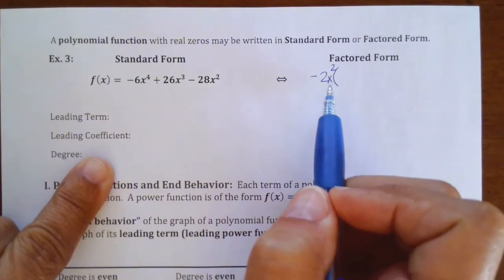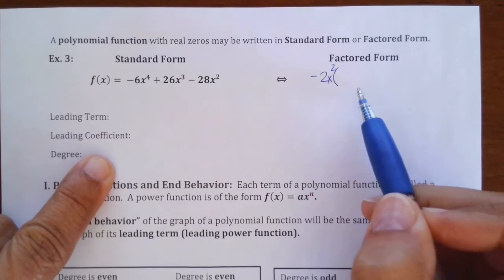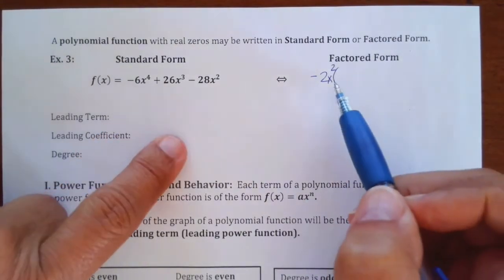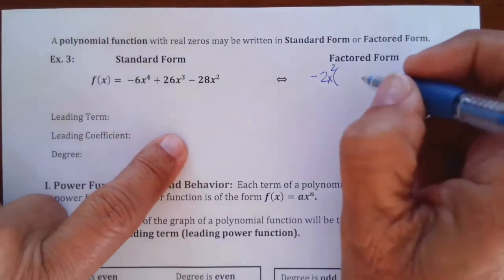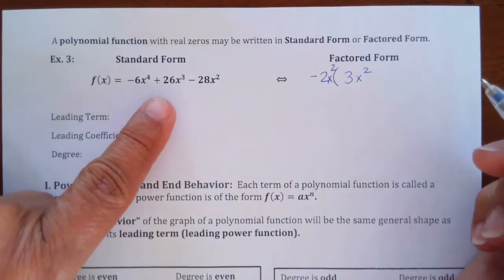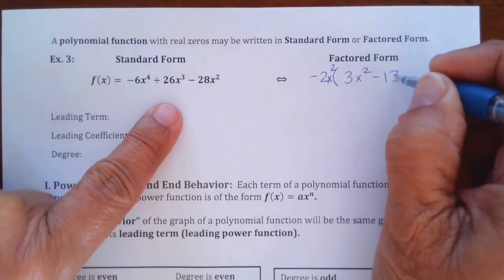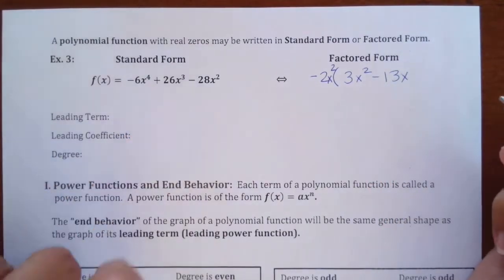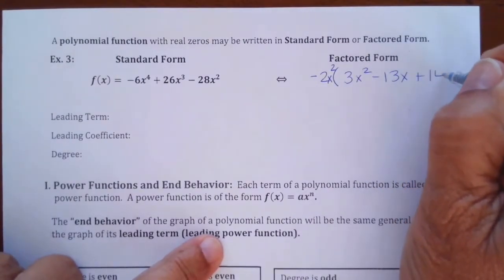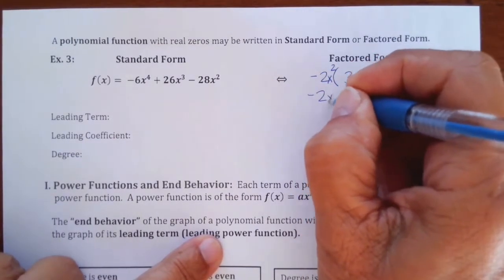I'm going to take negative 2x squared and divide it into each of these terms and write down what's left in the parentheses. So if I divide negative 6x to the fourth by negative 2x squared, I'd end up with 3x squared. If I divide 26x cubed by negative 2x squared, I'm going to end up with a negative 13x. And if I divide the last term, negative 28x squared, by negative 2x squared, I'd be left with a positive 14. And then I could keep factoring. That's a trinomial that will factor.